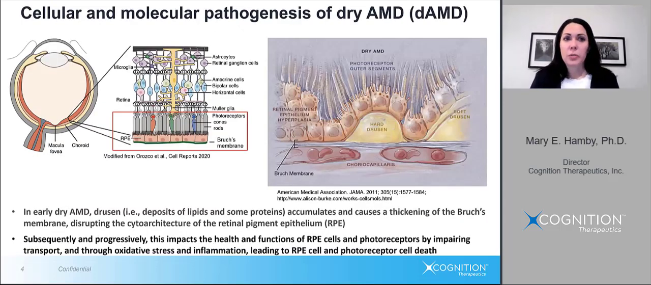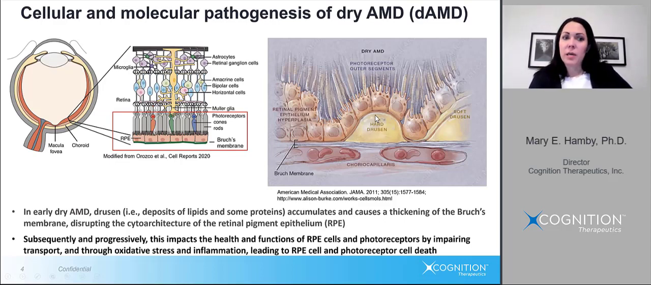So I'd like to take you through the cellular and molecular pathogenesis of dry AMD in a little more detail. What's depicted in the schema on the left is cellular layers of the retina, which is the tissue relevant to AMD. And in particular, in this red box shows where the AMD pathogenesis begins. The Bruch's membrane, the RPE layer, and eventually the photoreceptors. And to depict the molecular events in more detail, that's shown here on the right.